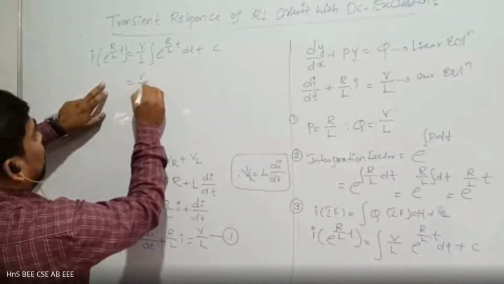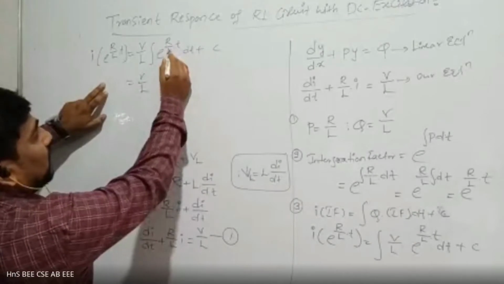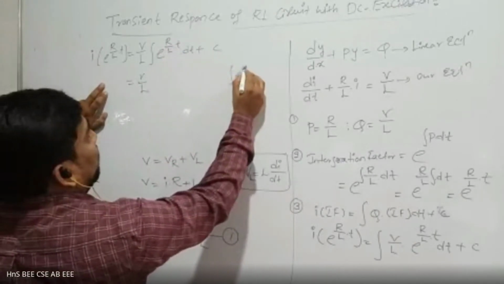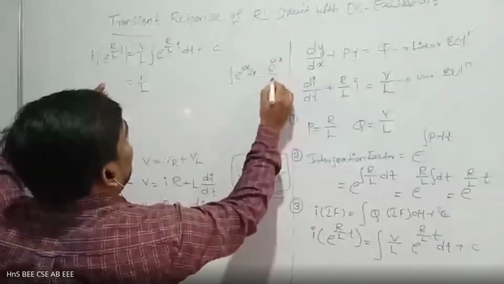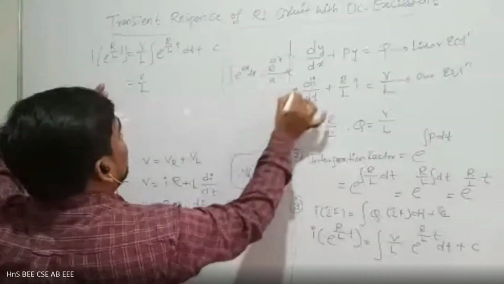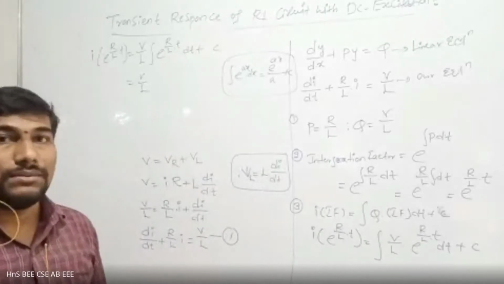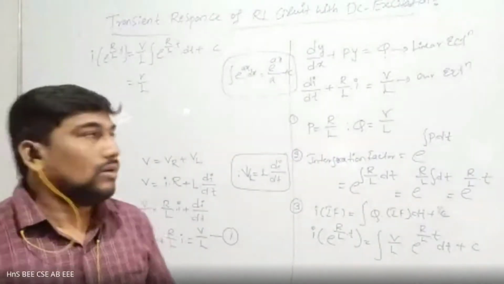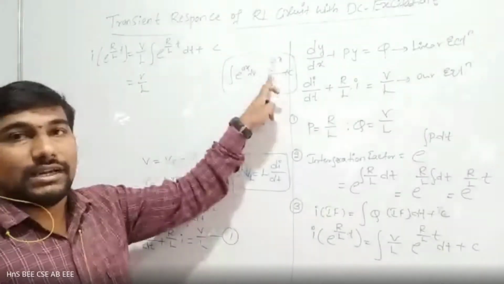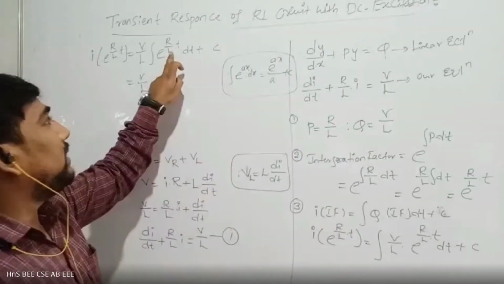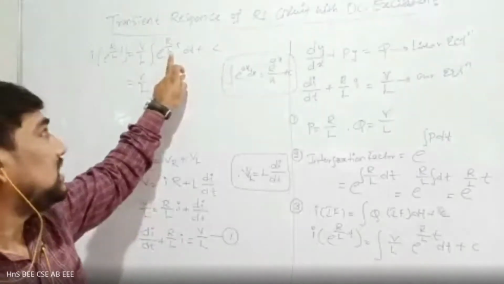We will get v by L times the integration of e power ax into dx, which equals e power ax by a plus c. This is our exponential form in terms of integration. Okay, the integration of e power ax equals e power ax by a. Sir, what is the a value? a is nothing but r by L.